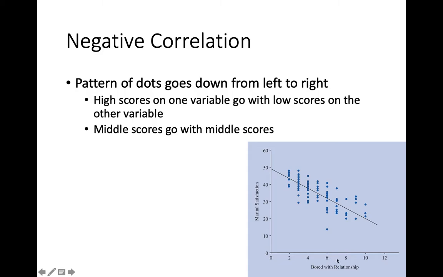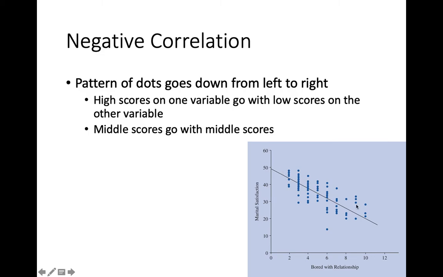So what we have here are, let's just say, people's reports of the extent to which they are bored with their relationship, so they're bored with their marriage, and then their marital satisfaction. We see that these two variables are negatively correlated. That is, the more bored, the less marital satisfaction, and the less bored, the more marital satisfaction.